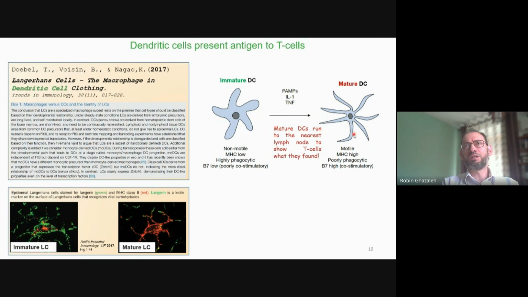And a dendritic cell that has the ability to move to the lymph node is called a mature dendritic cell. Mature dendritic cell. So mature dendritic cells have this ability to move to the lymph node, to have a high expression of MHC.